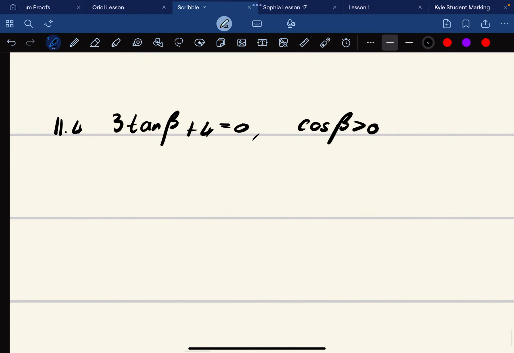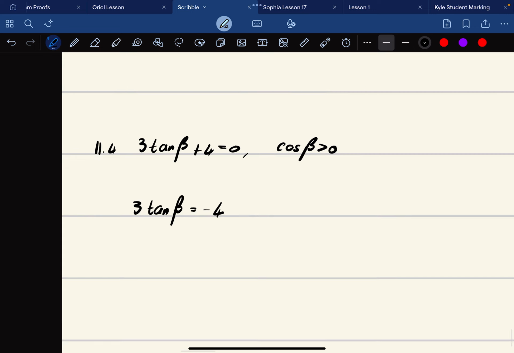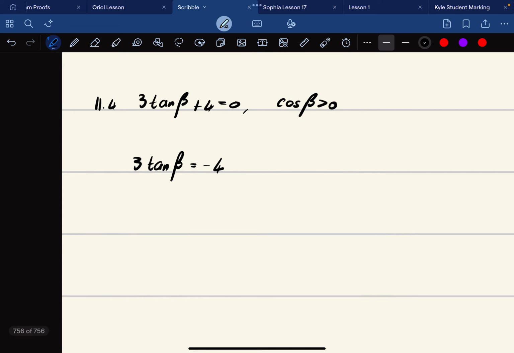So what's our first step in isolating tan beta? Let's minus 4 both sides to get rid of the 4. So minus 4, minus 4. So we get 3 tan beta is equal to minus 4. Then what are we going to do next? We're going to divide both sides by 3. Tan beta is equal to minus 4 divided by 3.